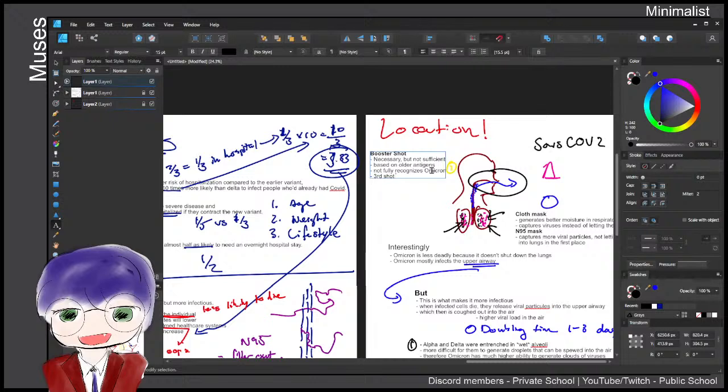Third shot raises effectivity to, I can't remember how much it was. At least in the States, just get your third shot. It makes a dramatic difference. Doubles. Doubles what? Effectiveness. Get your shots.